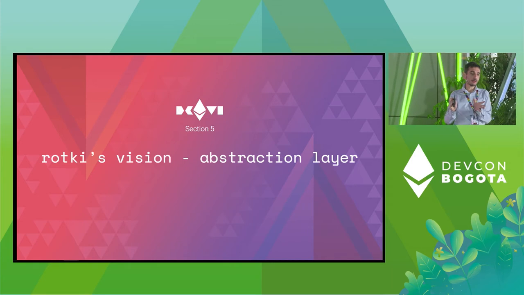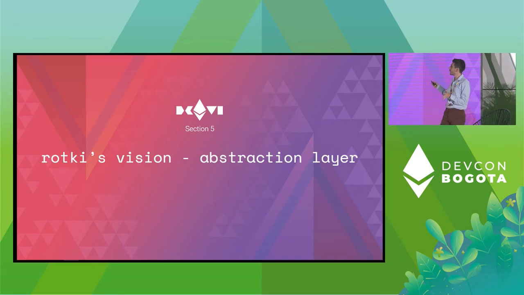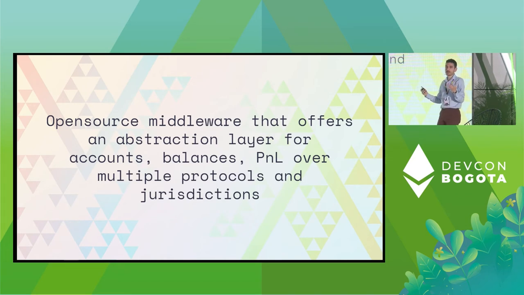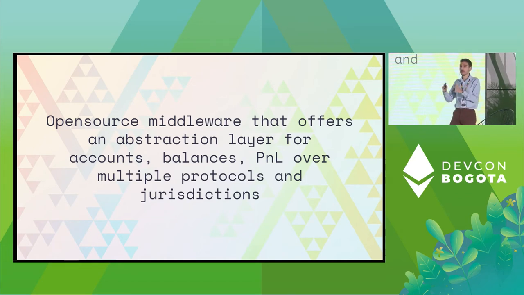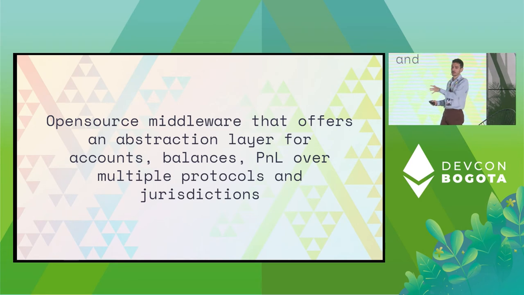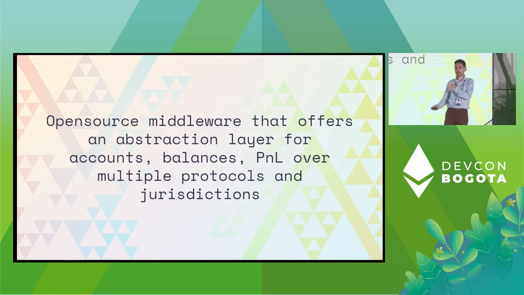I would like to actually also talk a little bit about the abstraction layer, the vision of Rotki, which is, if you take this a step further and not just focus on EVM code, but anything, any event, you can get into an open source middleware that offers an abstraction layer for everything: accounts, balances, P&L, over multiple protocols and jurisdictions. So this is the vision that we would like at some point to go with Rotki. So we went from a portfolio trading app to a common EVM decoder, and now more towards a middleware that would offer an abstraction for everything in accounting for crypto.